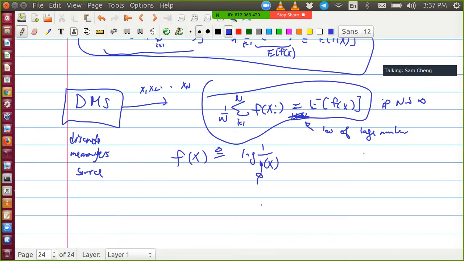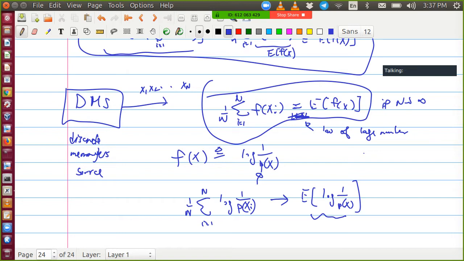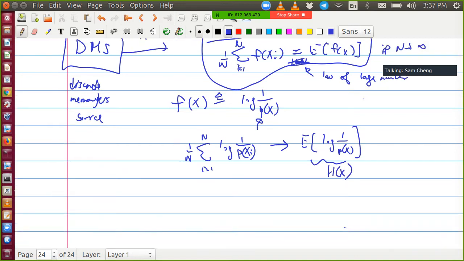Then what we have is basically the sum of log 1 over p(xi) from i equals 1 to n, over n, which will converge to the expectation of log 1 over p(x), right? But what is this value here? That's the entropy. Yes, that's just the entropy.